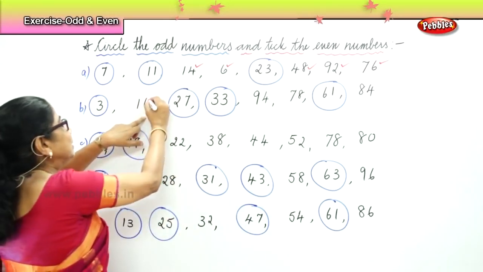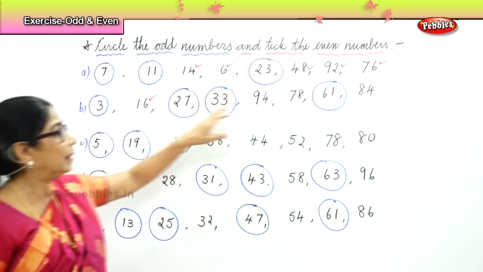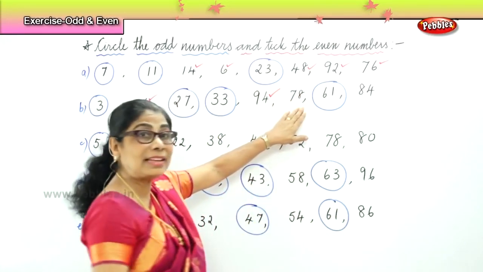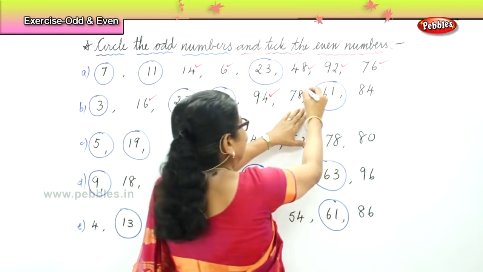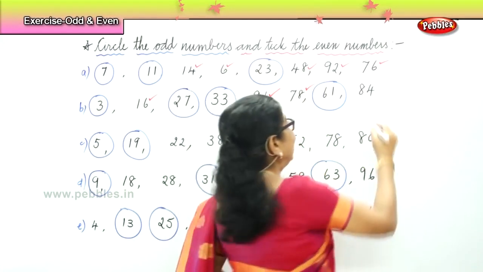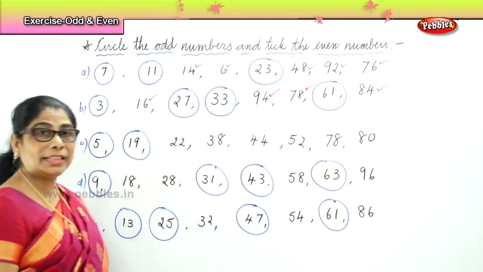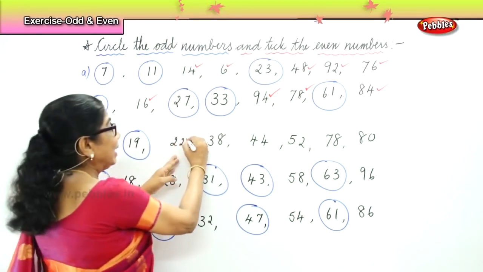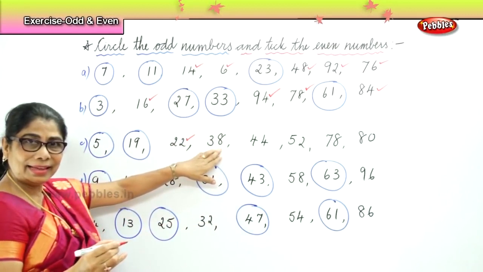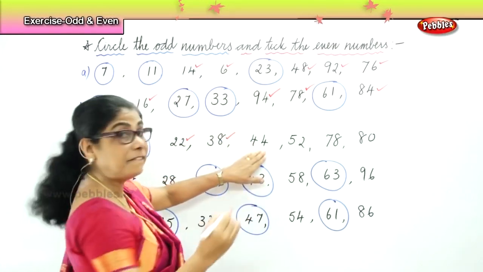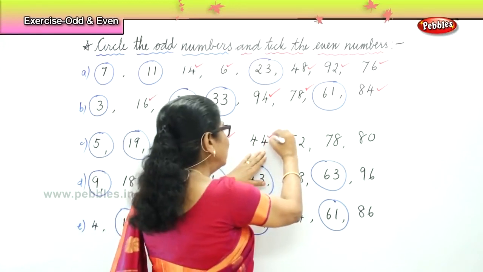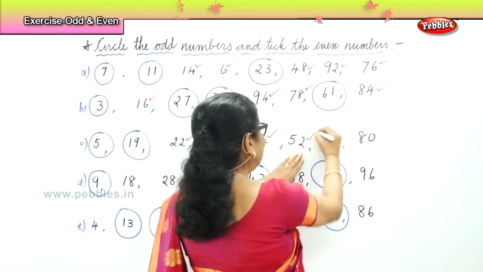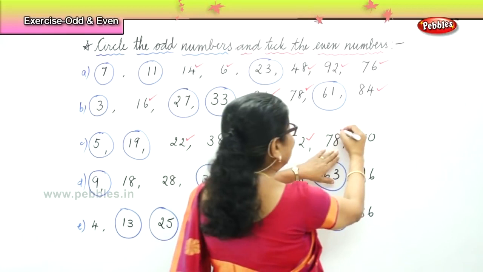Now, let's look at 16. See, that 16 is an even number. 94 ending in 4, again it is an even number. 78 ending in 8, it is an even number. And 84 ending in 4, they can all be paired up without anyone being left out. 22, ending in 2, it's an even number. 38 ending in 8, it's an even number. 44 ending in 4, it's also an even number. 52, ending in 2, it is also an even number. And 78, ending in 8, even number.